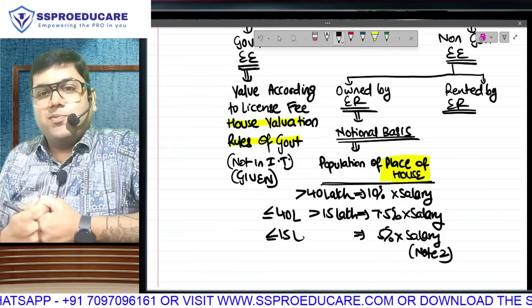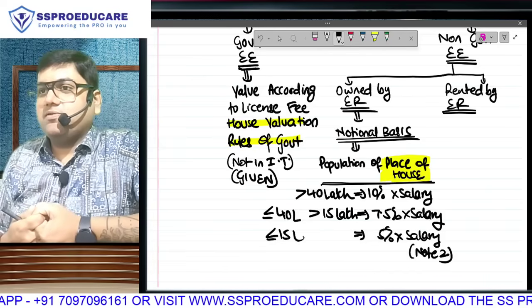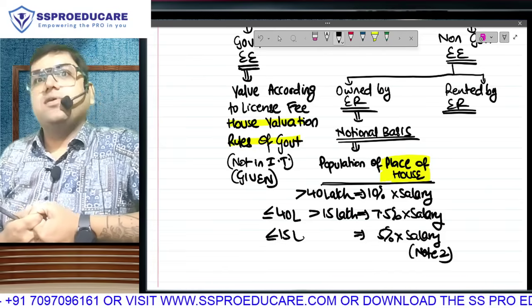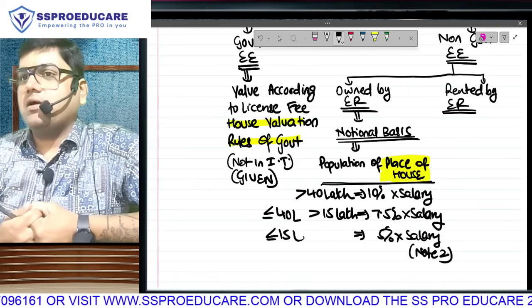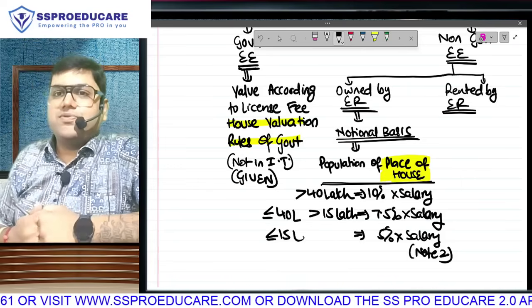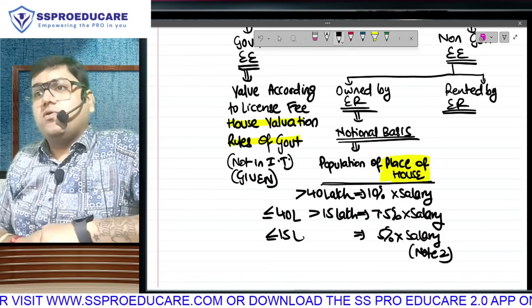So the point is, Mumbai's population is more than 40 lakhs. So that is very, very obvious. So, 0 to 15 lakh, 5%. More than 15 lakh, 7.5, and more than 40 lakh, 10%. There is no other option, so we have to follow the notional basis.